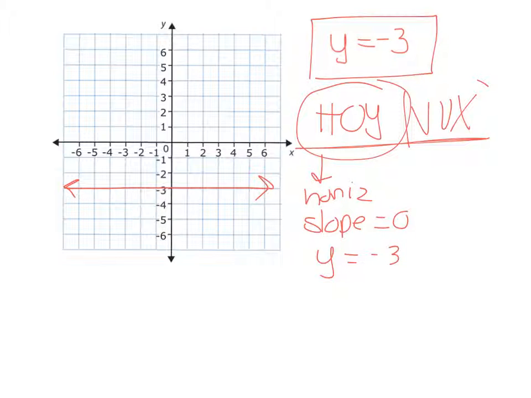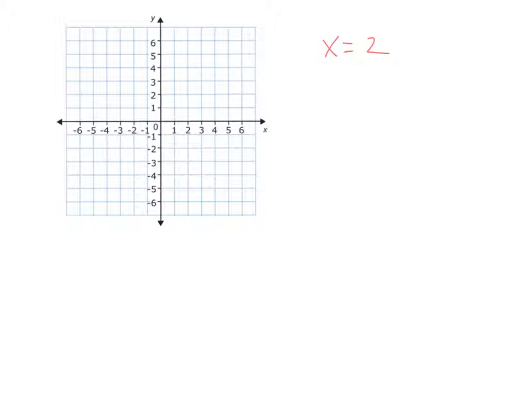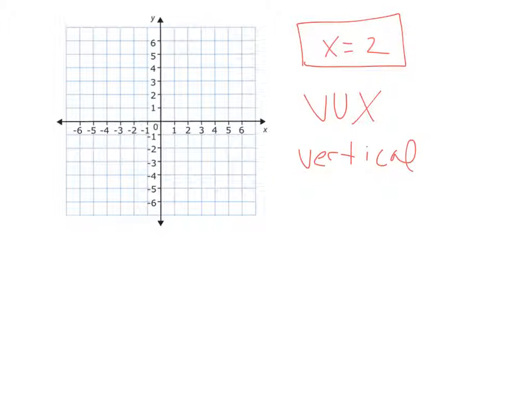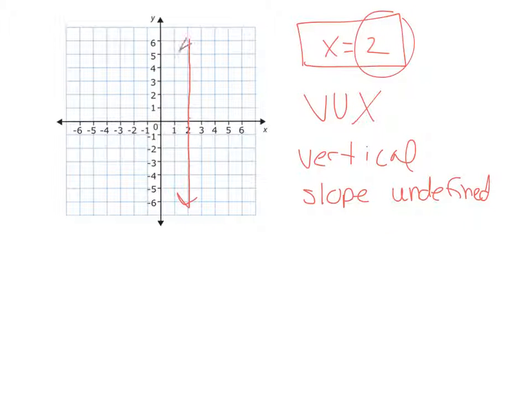So next, let's try a Vux problem. So we're going to graph x equals 2. Once again, you see that there's an x, but there's no y. That's what tells you that it's going to be a Vux problem. This tells me I'm going to have a vertical line. Anytime you have a vertical line, the slope of that line is undefined. And it's going to go through 2. So if it's going to be vertical, it's going to be parallel with the y-axis. So I'm going to go over to 2, and I'm going to draw a vertical line. And that's all you do to graph that one.